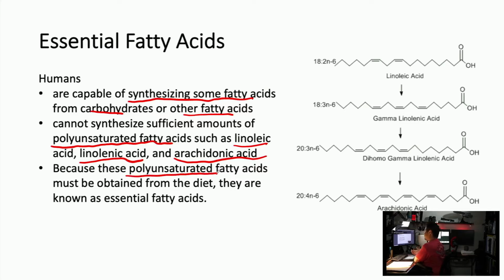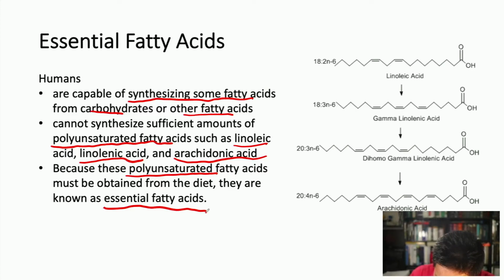And so whenever you have to consume something to get it, like a mineral or an amino acid or a fat, and your body can't produce it itself naturally in abundant quantities enough for you to survive, we call those essential, right? Essential fatty acids, right? So here we have the structure of linoleic acid, then we have linolenic acid, right? And we have arachidonic acid right here.